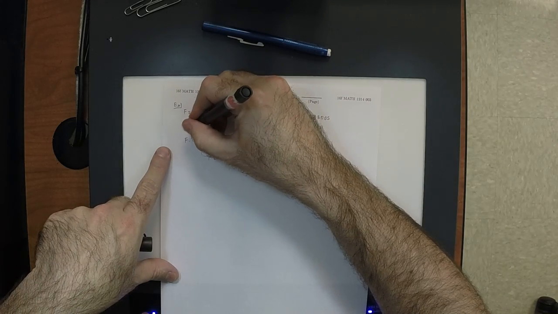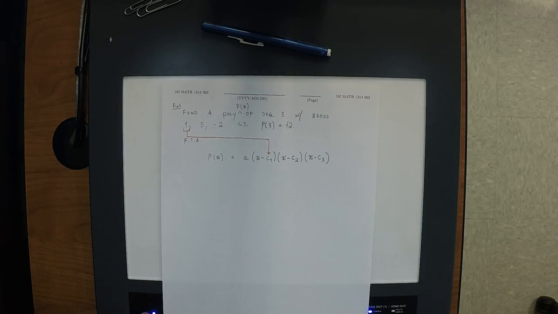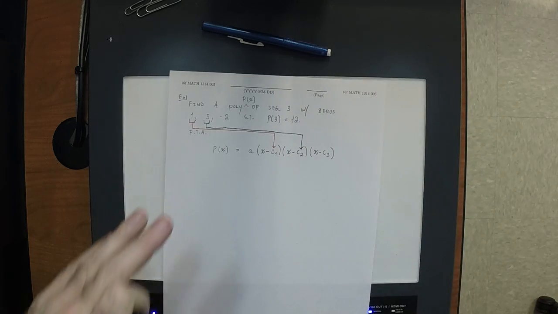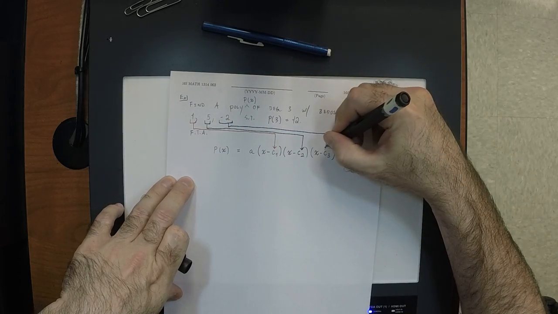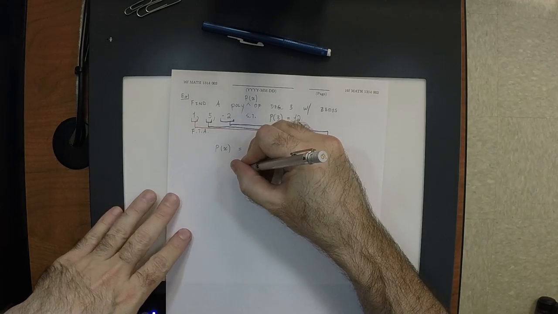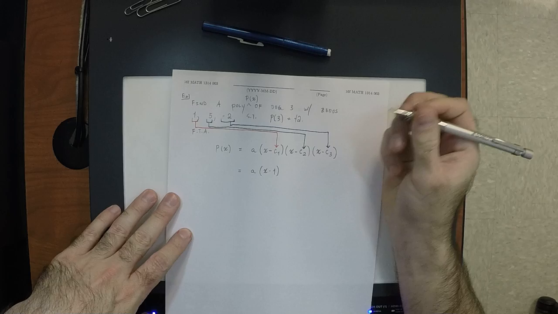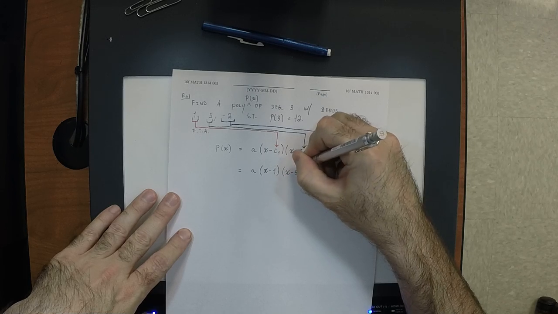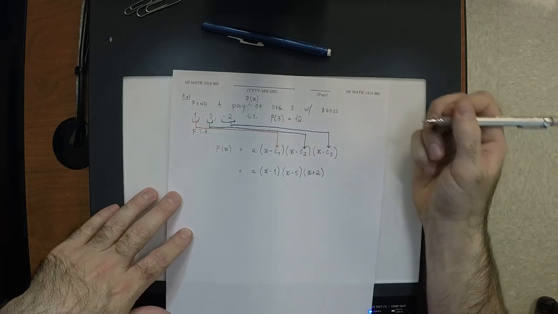Okay, good. So we could take this 1 and put it there. We could take the 5 and put it there. And we could take the negative 2 and put it there. Okay, so if we were to do that, then that would say that P of x is A multiplied by x minus 1 times what? X minus 5 times what? X plus 2. Okay.